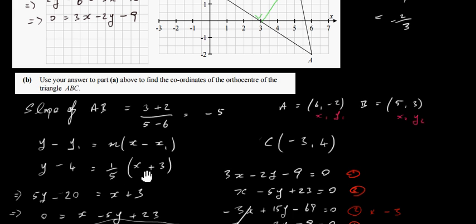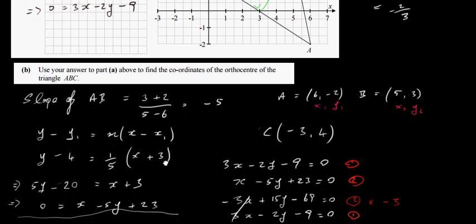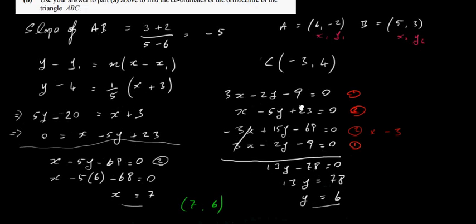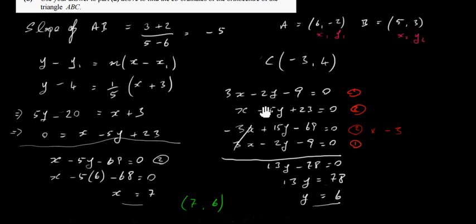This is it here. And you end up with an equation 0 is equal to x minus 5y plus 23. Now I'm going to put this equation and this equation together. I've done it over here. You can pause the video and have a look at this, but these are the two equations of my two altitudes. I've done simultaneous equations here, and I've found that they intersect at 7, 6. So these are the coordinates of my orthocenter, 7, 6.